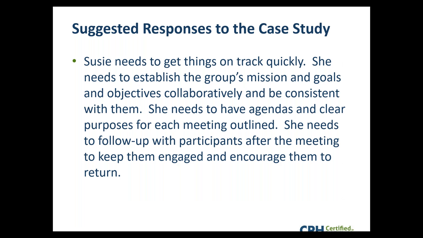This is where it's really helpful for you to revisit some of the models that we shared with you today and the concepts. For her to get things on track, she can use the tools that we've shared with you, the steps to really structure the coalition's efforts. Helping the planning group to establish their shared vision, their mission, their goals, to come up with some of those SMART objectives collaboratively, and to develop those roles and responsibilities. She needs to have clear agendas, that kind of implementation structure and process in place, and clear purposes for each meeting outlined. That way, when she can determine and communicate those roles and responsibilities in addition to the relationship building, that will keep them engaged and get everyone moving in the same direction.